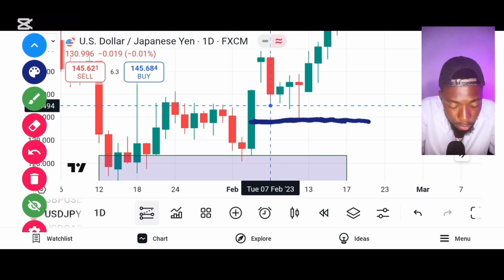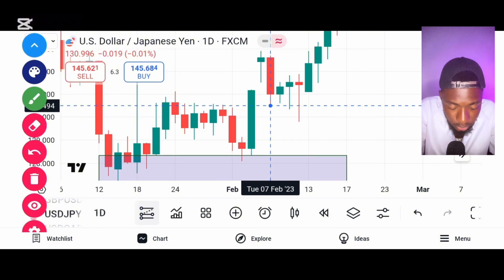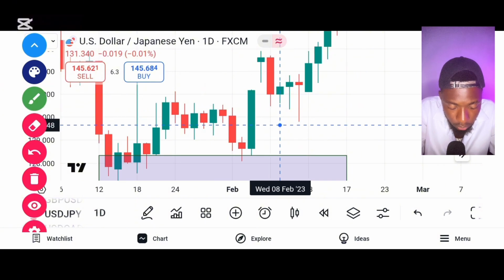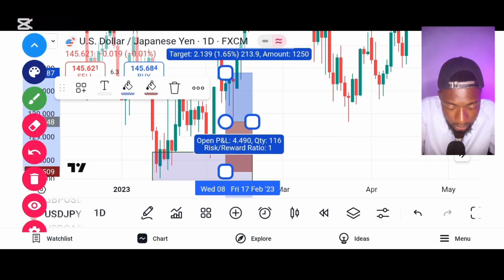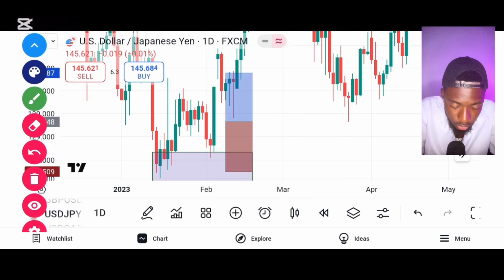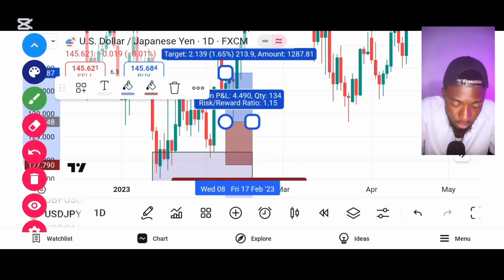Then you can put your stop loss below the low of the candle or below the entire zone, depending on the risk to reward you want to use. So let me do that right away. There's my 50%, and I'll just put it either below this portion. Okay, below this portion.